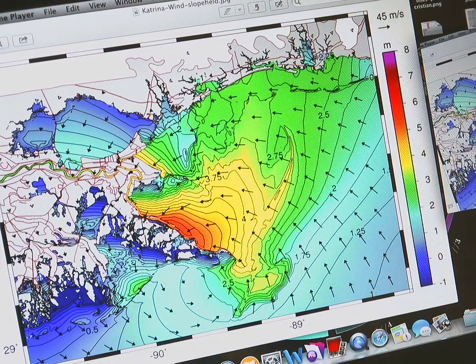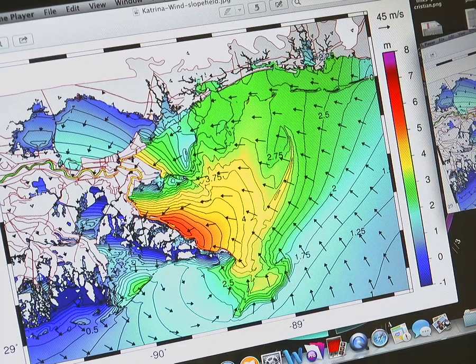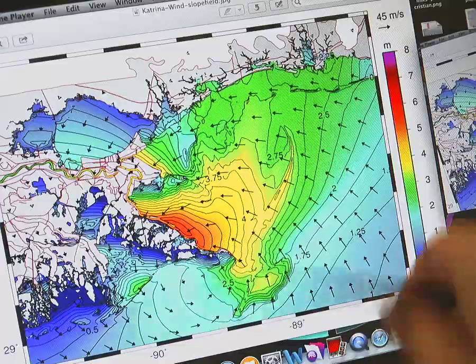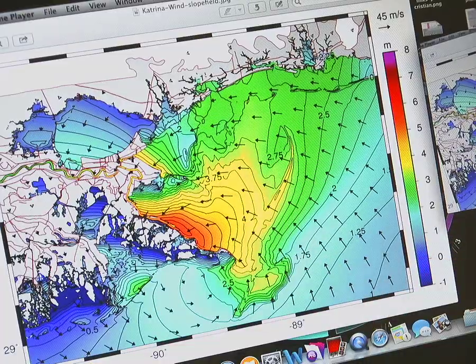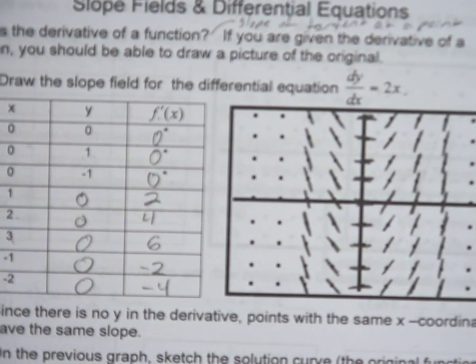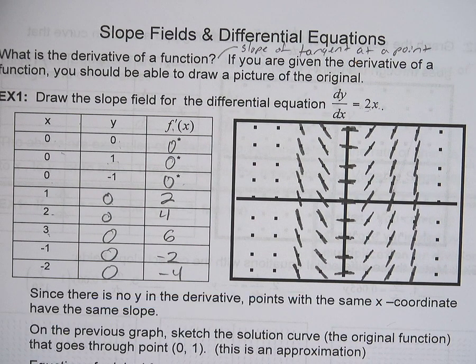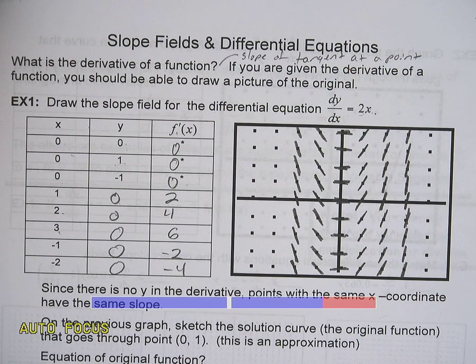That's what a slope field is. And that's kind of where the idea came from. It's a field full of vectors. That's where the idea for this came from. So I'll show you a little bit more of that tomorrow. But back to the non-ghetto note-taking expedition here.